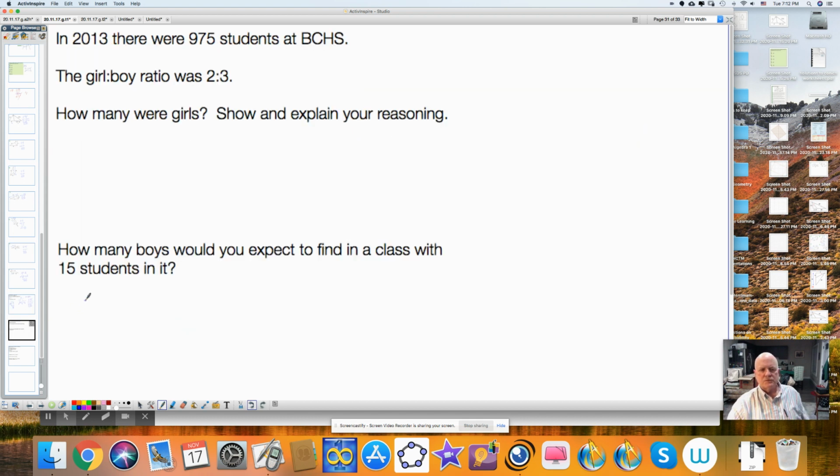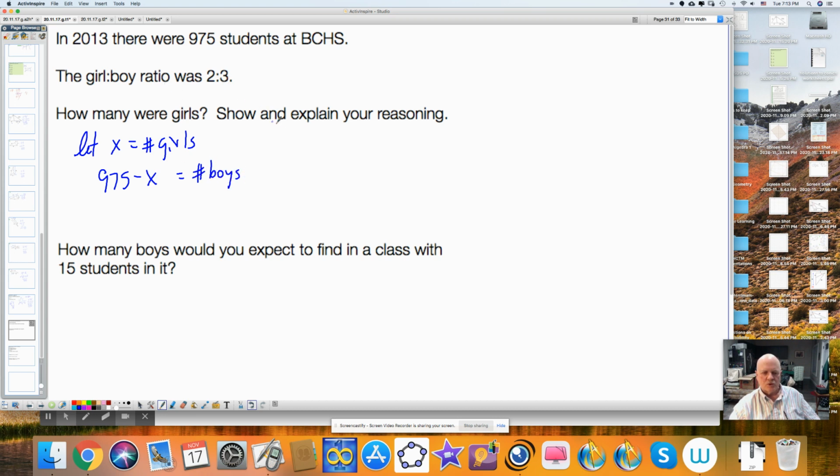The next question. There were this many students at Burlington High School in 2013. The girl-to-boy ratio is 2:3. I'm going to show you two ways of doing this. If I let x equal the number of girls, then that means the number of boys would be 975 minus the girls.